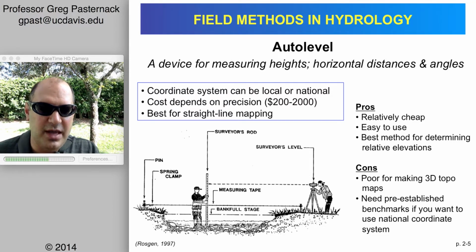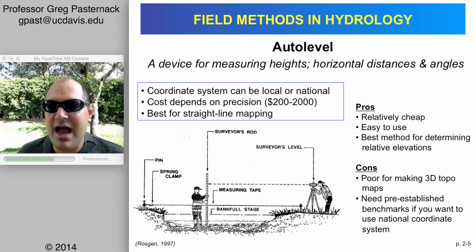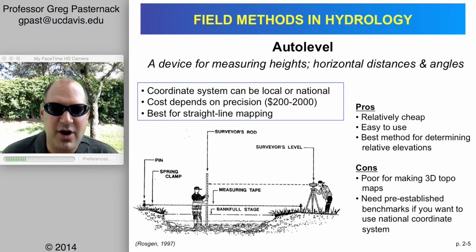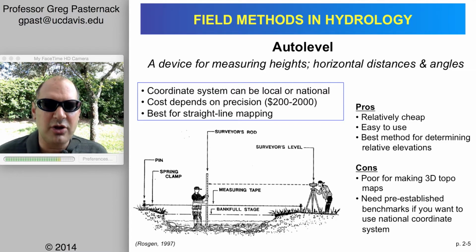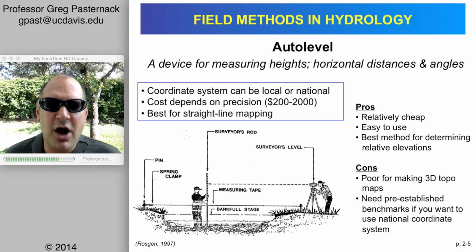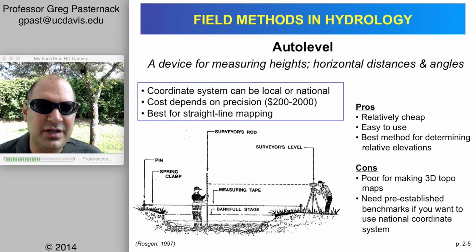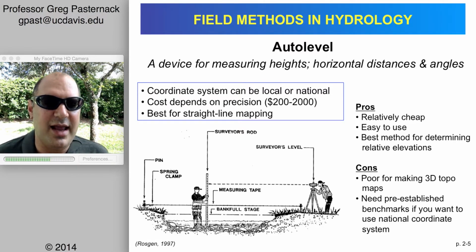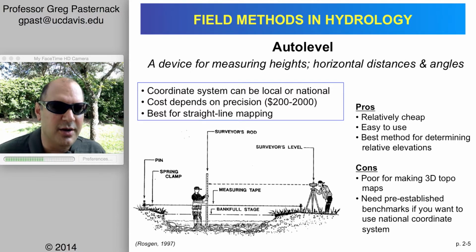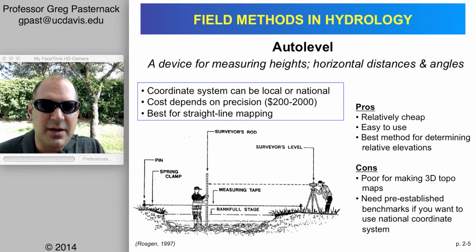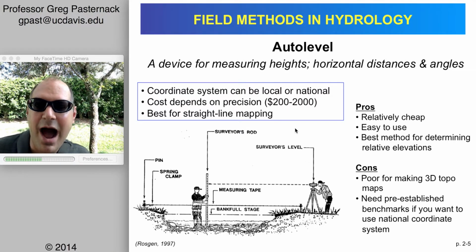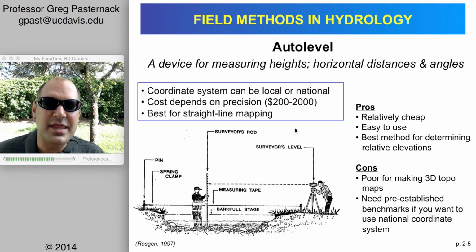This person will be reading the values and either writing it down themselves or calling out to a third person who could be keeping track. So even though the auto level is sort of automated in some fashion, it still typically involves manually writing everything down. The cost of an auto level depends on how good the glass optics are in that.